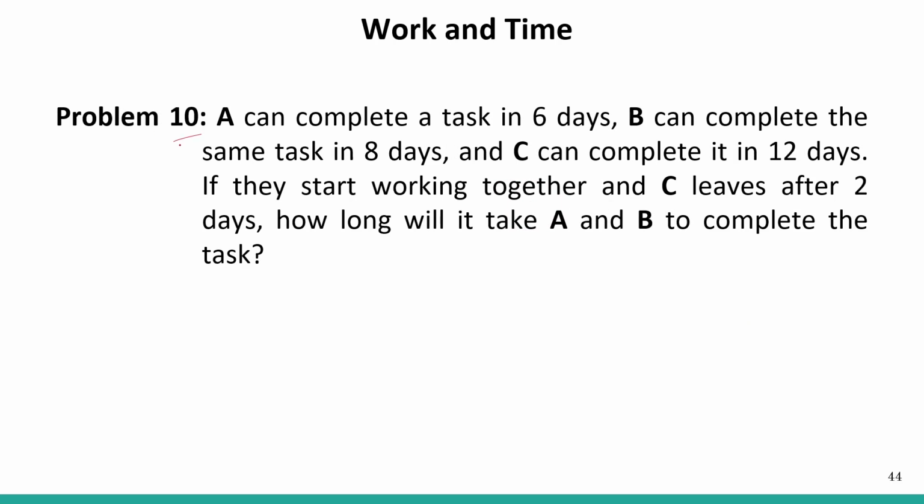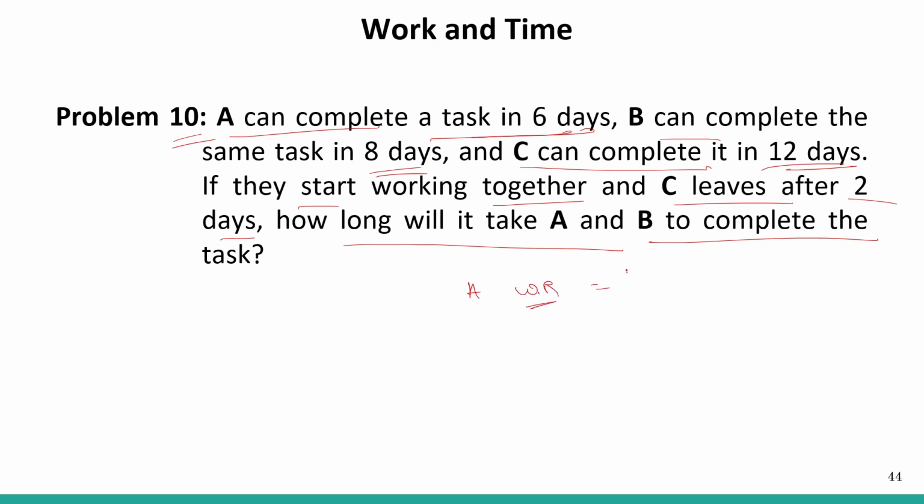Okay, so let's see problem number 10. So A can complete a task in 6 days. Okay, the time A takes to complete a task is 6 days, but B can complete the same task in 8 days. Okay, and C can complete it in 12 days. And if they start working together and C leaves after 2 days, how long will it take A and B to complete the task? Okay, A can complete the task in 6 days, so A's work rate is equal to 1 by 6. B can complete the same task in 8 days, so B's work rate is equal to 1 by 8. C can complete it in 12 days, so his work rate is 1 by 12.